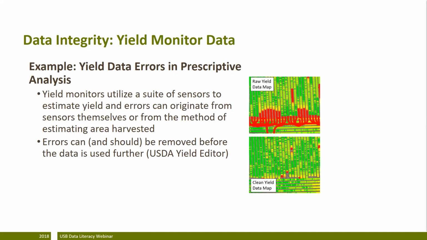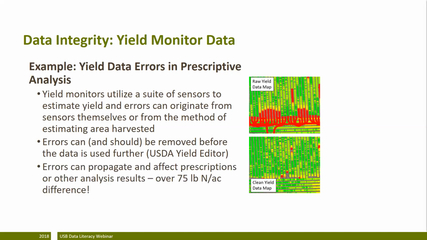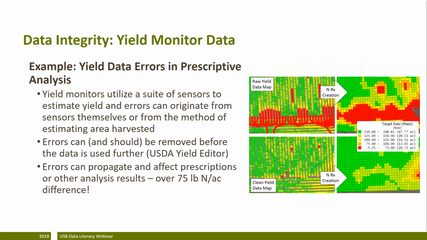Often yield data is used to create a prescription layer, such as a nitrogen application prescription. So in this case, we've taken that data and developed a nitrogen prescription using a university nitrogen rate equation, which utilizes yield as one component in the equation. So as you can see, the errors in the yield data have propagated and affected the prescription that we've generated.